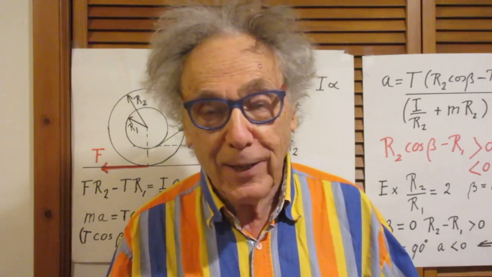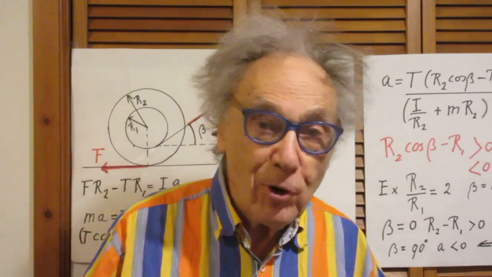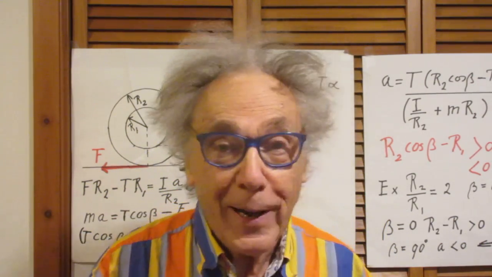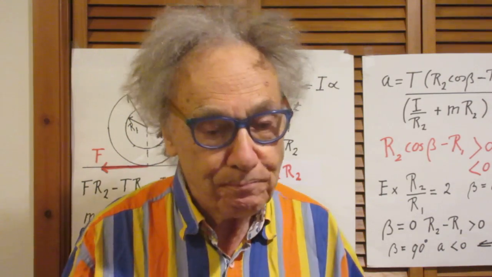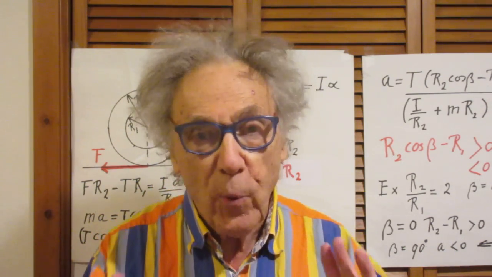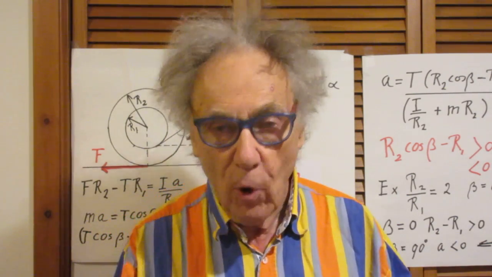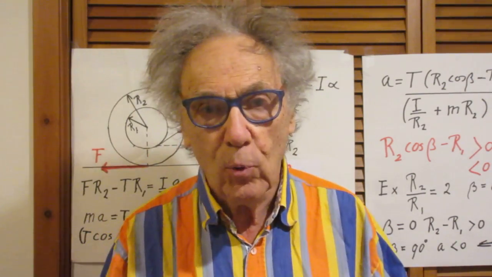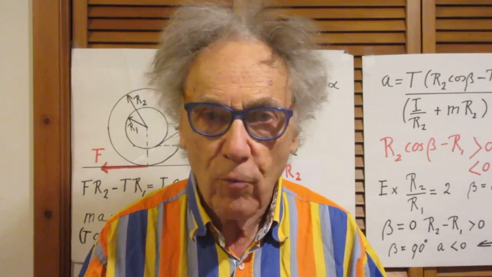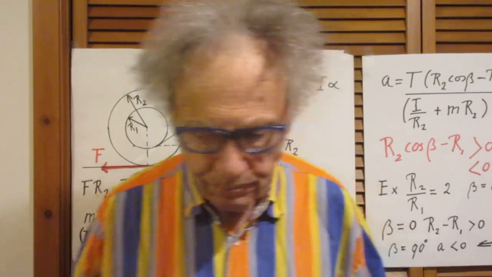I've demonstrated that when I posted the problem, and I would like you to actually do that experiment for yourself. And so the question is, what is that critical angle below which the yo-yo rolls in the direction that I pull, above which the yo-yo rolls in the opposite direction?